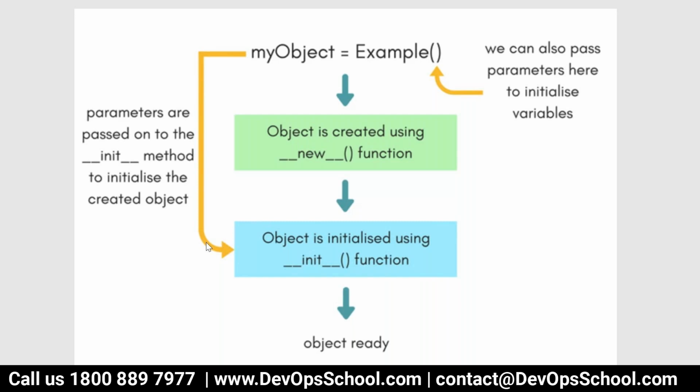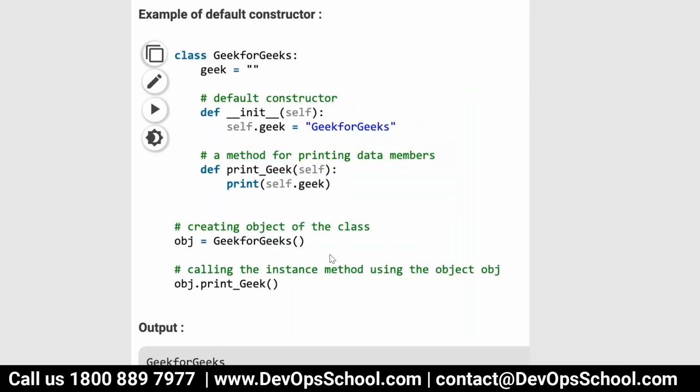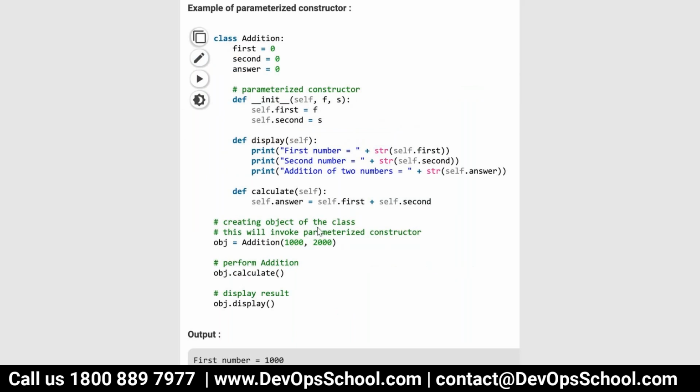First, the object is created using whatever function you define. Parameters are passed on to the init method to initialize the created object. When you call this, we can also pass a parameter here to initialize variables. So this is the process. This is one example of it. There's one more example, and I'll show you that in a simple way.